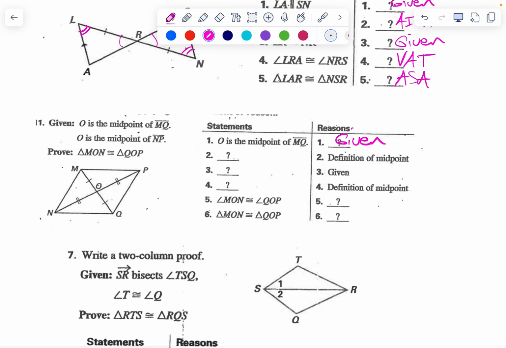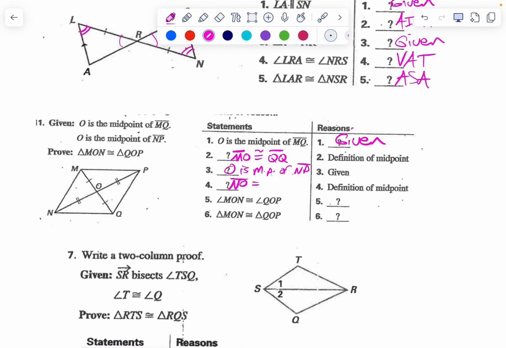given. And then this one we have to actually do the statements. Hey, let's listen, please. Don't interrupt me. Number 2, we're going to now use the given to make a statement that actually helps us in the picture, which is this. Segment MO is congruent to segment QO. Definition of midpoint allowed us to do that. And then we need O is the midpoint of NP. That's our second given.